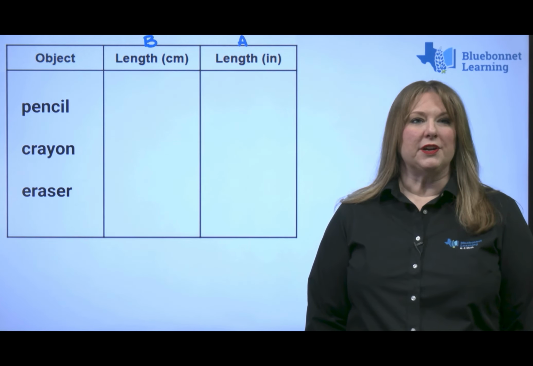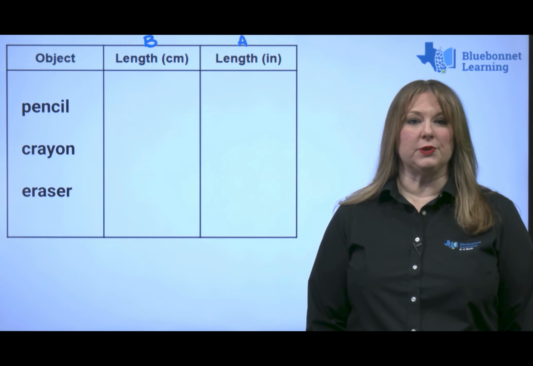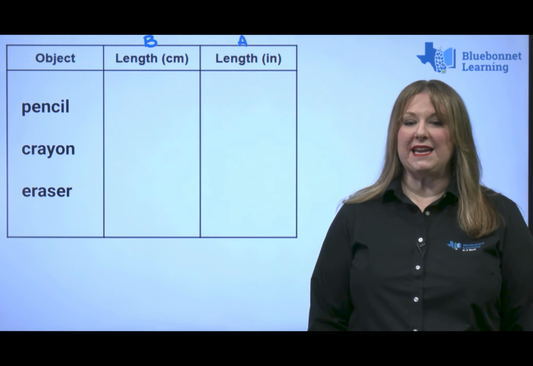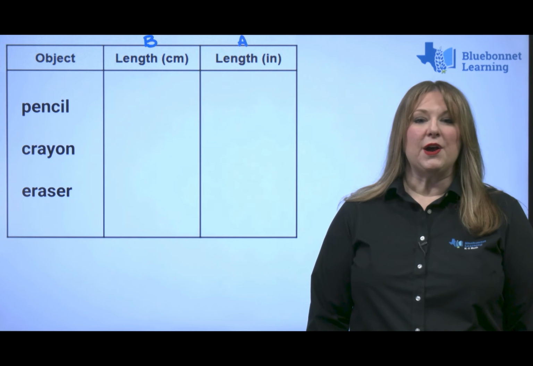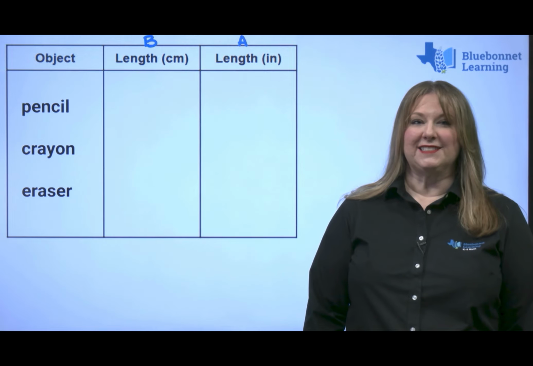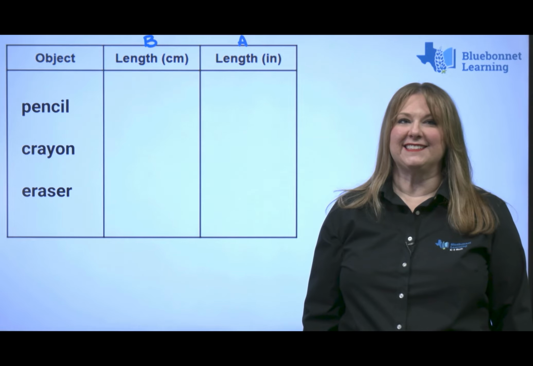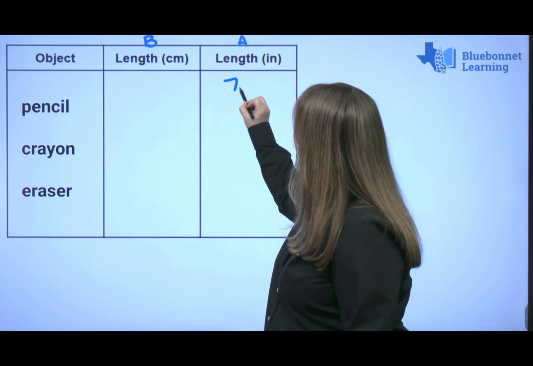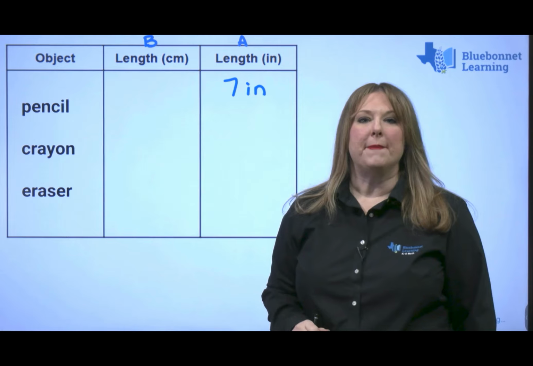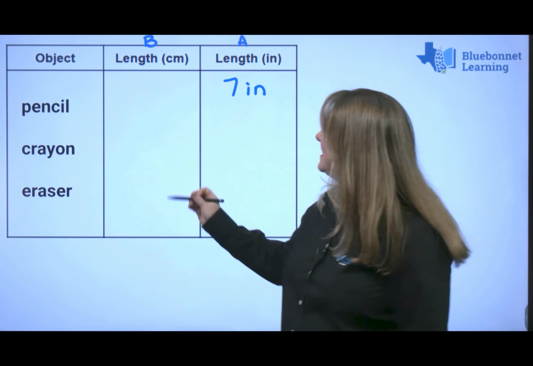Okay, with your partner, you're both going to measure the length of a pencil. Partner A, you're going to use the inch ruler to measure the pencil, and partner B, you're going to use the centimeter ruler to measure the pencil. Partner A, what did you get for the length? 7 inches. Partner B, what did you get for the length of the pencil? 18 centimeters.